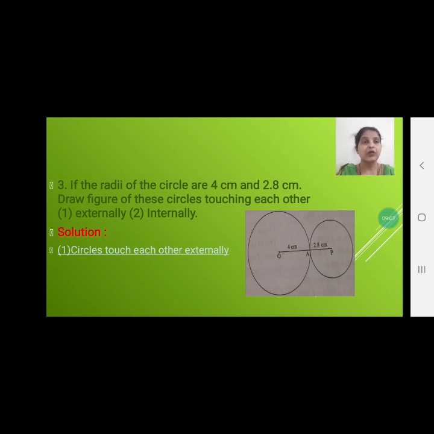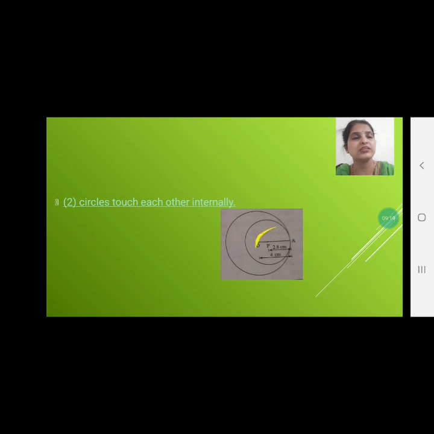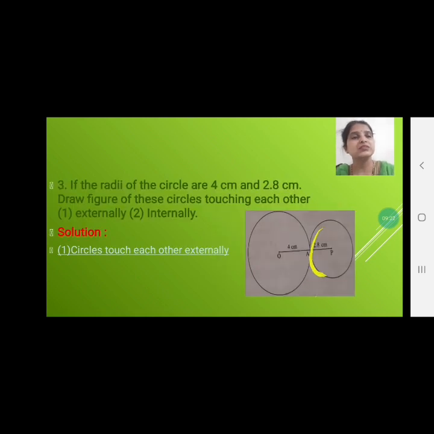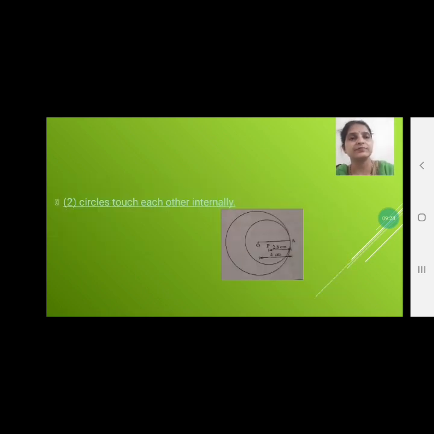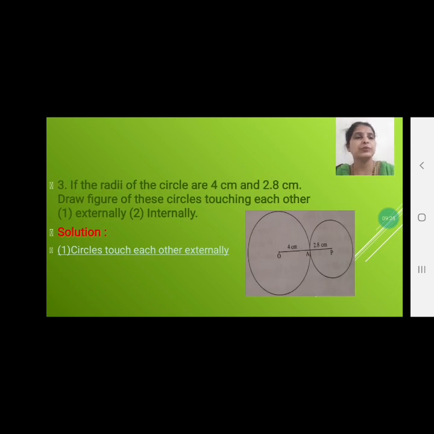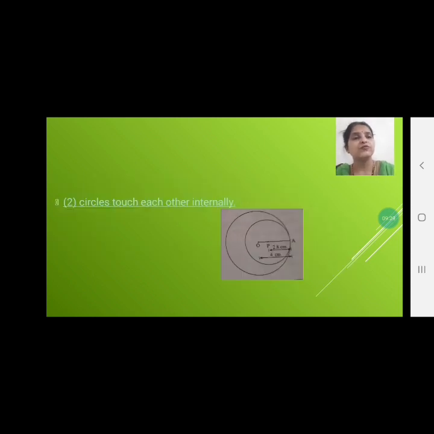Now, externally touching means the centers of both the circles should lie on opposite sides of the point of contact. So it's done. This is the circle with 4 centimeter and this one is the circle with 2.8 centimeter. So this type of figure you will get. The next one: first draw the circle with center P that is 2.8 centimeter. Then draw the circle with center O of radius 4 centimeter.